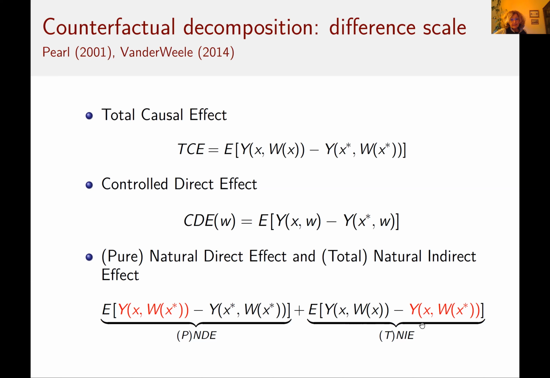And vice versa here, you fix x for the purpose of Y, but the mediator takes natural values under two different scenarios. The first where the exposure is equal to x, and the second where the exposure is at the baseline level. So this is the natural indirect effect, because x is fixed here, and all differences are due to the different values of the exposure, which varies the distribution of the mediator.